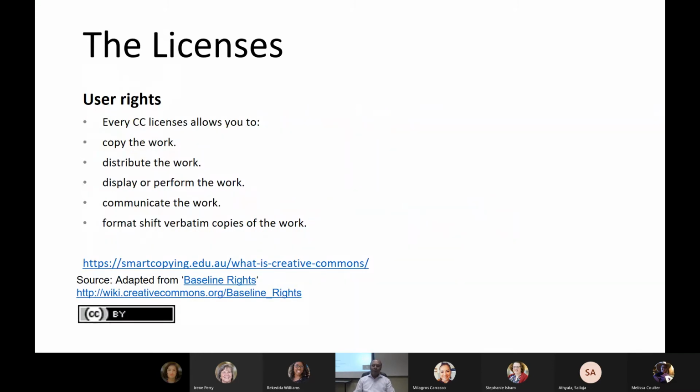So some of the highlights of the license: as a user, what you can do and what you are not able to do with this license. The user rights: every CC license allows you to copy the work. For example, you can download, upload, photocopy, and scan the work.